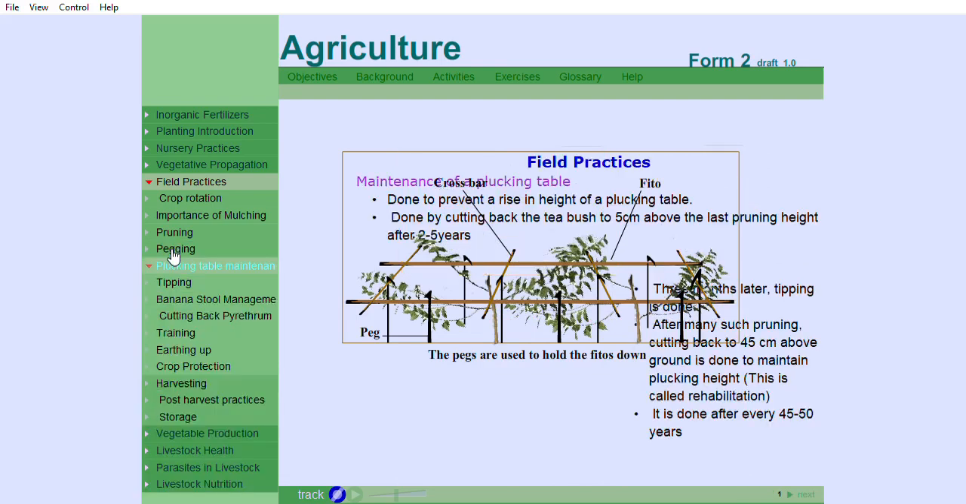Maintenance of a plucking table. Done to prevent a rise in height of the plucking table. Done by cutting back the tea bush to 5 centimeters above the last pruning height after 2 to 5 years.